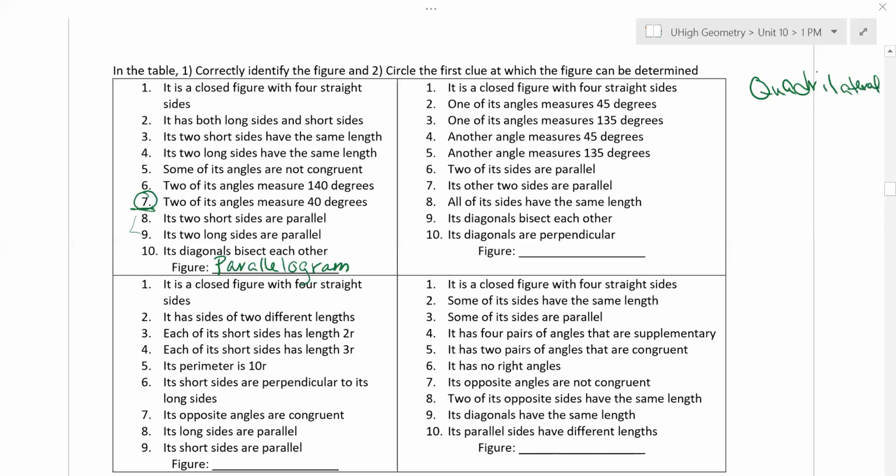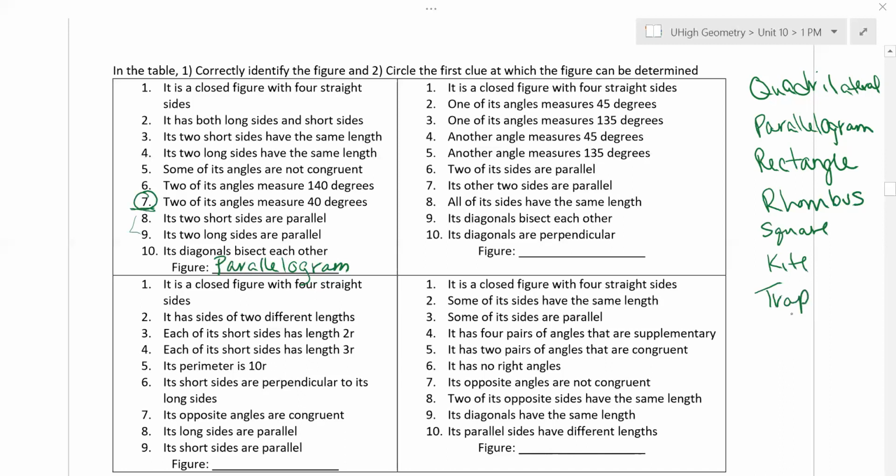Okay, so actually for this one, I'm going to go ahead and write down all of the shapes that I know that it could be, just so that I have kind of a list that I can come back to and refer to. So quadrilateral, parallelogram, rectangle, rhombus, square, kite, trapezoid, or an isosceles trapezoid.